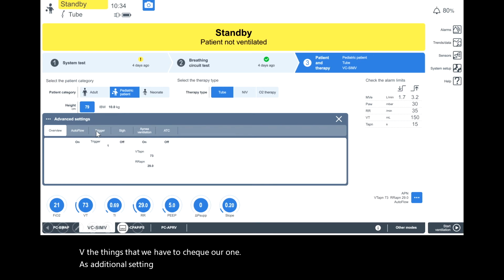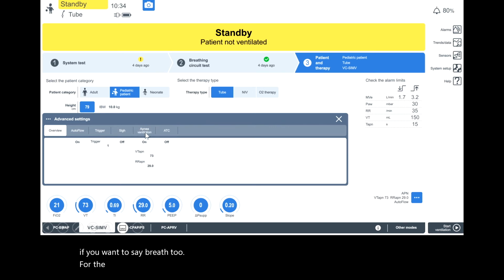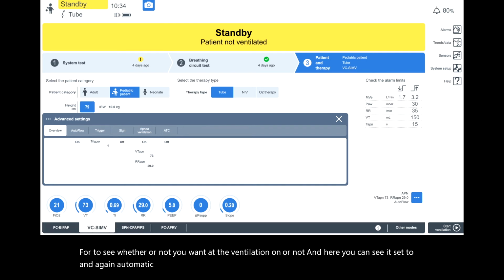So in SIMV, the additional or advanced settings that we have to check are: 1, Autoflow; 2, sort out the trigger; 3, decide if you want a sigh breath; 4, see whether or not you want apnea ventilation on or not, and here you can see it's set to on. And again, automatic tube compensation is set to off.